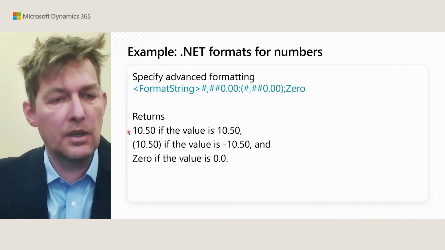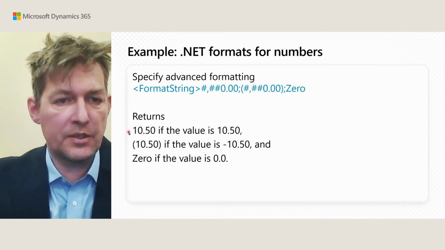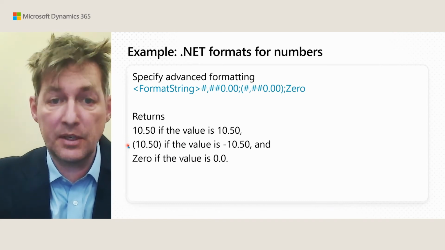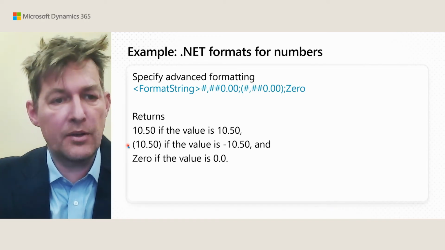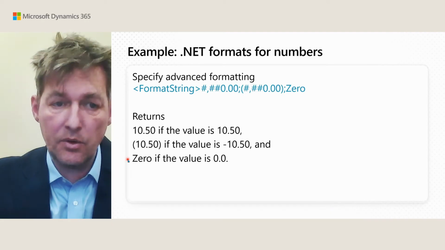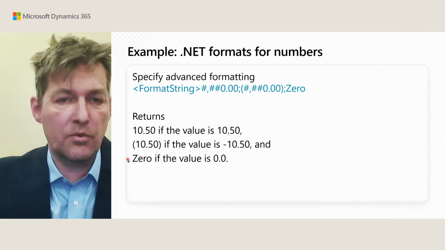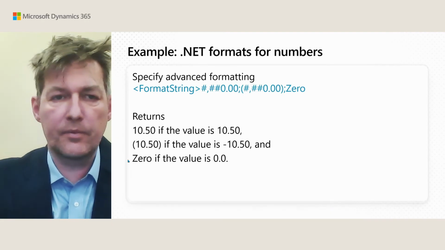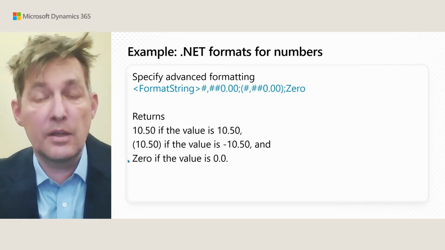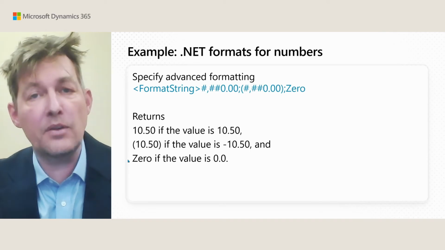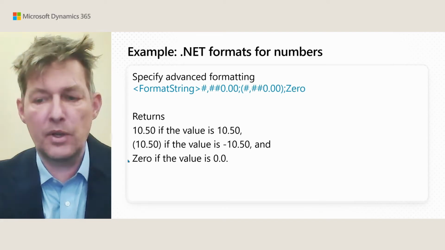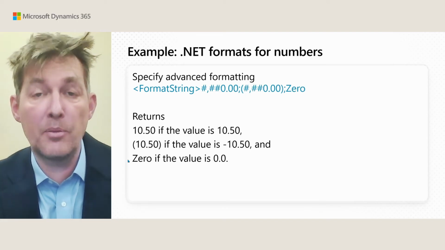Here you can see 10.50 if the value is positive. If the value is negative, you get the value presented with parentheses, and if the value is 0, you get simply a 0 written. This was used, if you want to see examples, in the enhancements of the financial reporting feature, where a user can choose the way they want to have their negative numbers formatted.